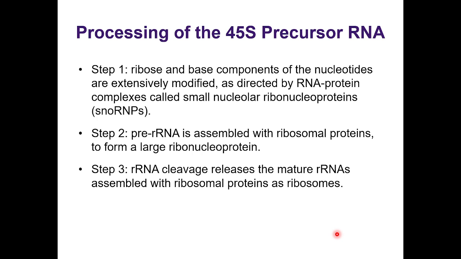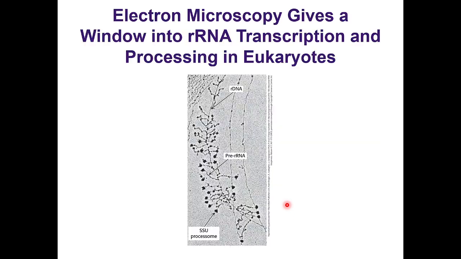Step 2 is going to be the pre-rRNA. This is going to be assembled with the ribosomal proteins. This is going to form a large ribonucleoprotein. Step 3, the rRNA is going to undergo cleavage. This will release your mature rRNAs. These are going to be assembled with ribosomal proteins. These will then form your ribosomes, which will then form your ribosome complexes.